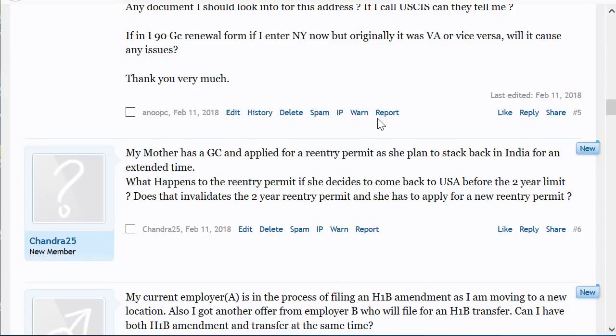Chandra 25 says his mother, or her mother, has applied for a green card, applied for a re-entry permit, and wants to go back. What happens to the re-entry permit if she decides to come back to the USA before the 2-year limit? Does that invalidate the 2-year re-entry permit and she has to apply again? No, sir or ma'am. The way it works is a re-entry permit is a multiple entry document for most countries. So when you apply for a re-entry permit for 2 years, that means you can come and go as many times during those 2 years as you like without negatively impacting your approval.